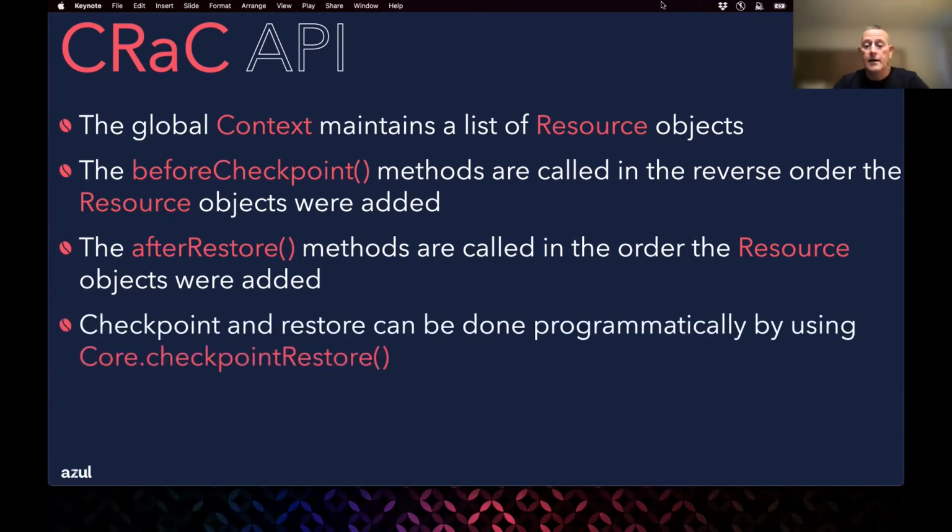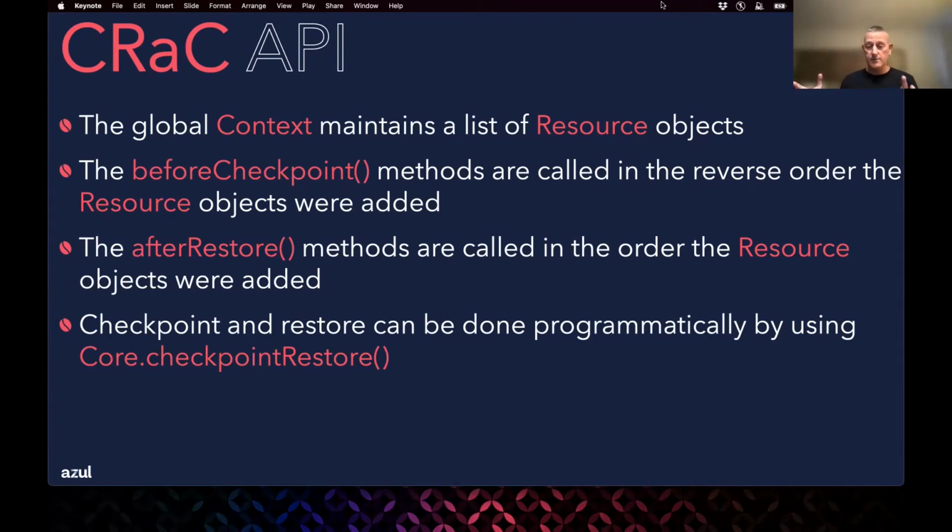Okay. I already mentioned that you can do that programmatically using Core.checkpointRestore, and I have to say that the name is a little bit misleading here. Checkpoint restore doesn't really mean it does the checkpoint and restore directly. In principle, it just creates the checkpoint, right? So it doesn't really restore it. So no, you can't really do a checkpoint by code and keep the application running.